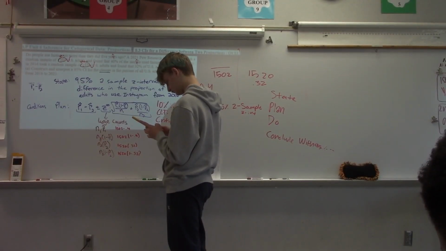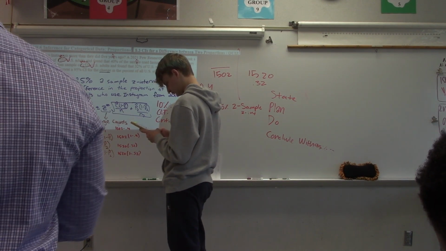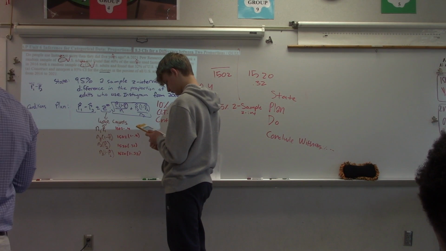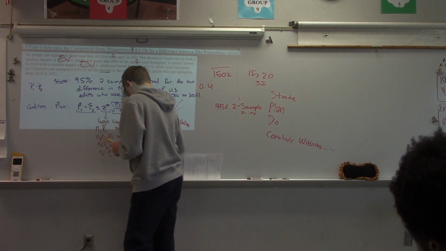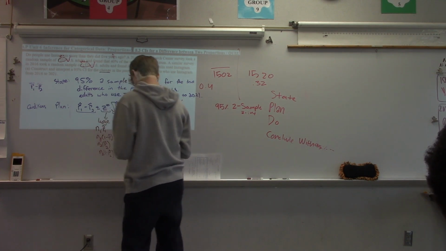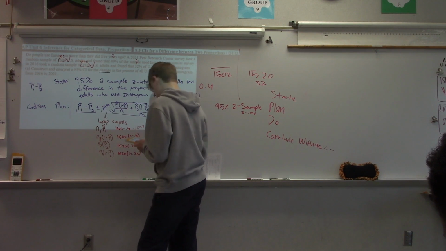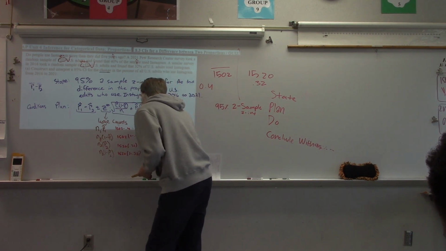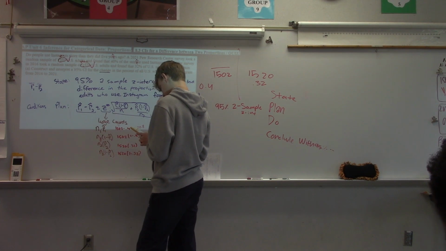What do you need to think about? The 4 steps. What are the 4 steps always for inference? State, plan, do, and conclude, right? So state, what are we stating? The type of inference. We are doing a what? Two proportion Z interval, Instagram usage among adults, the difference from 2021 to 2016. Okay. Is there something else we need to add to that? Or are we good with all that?